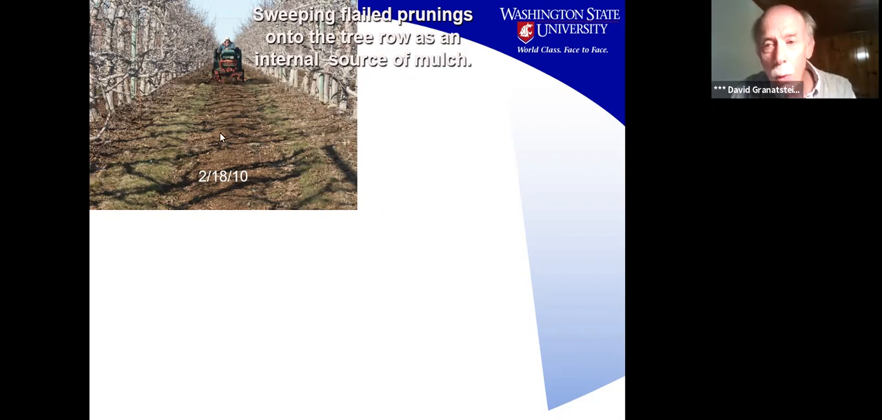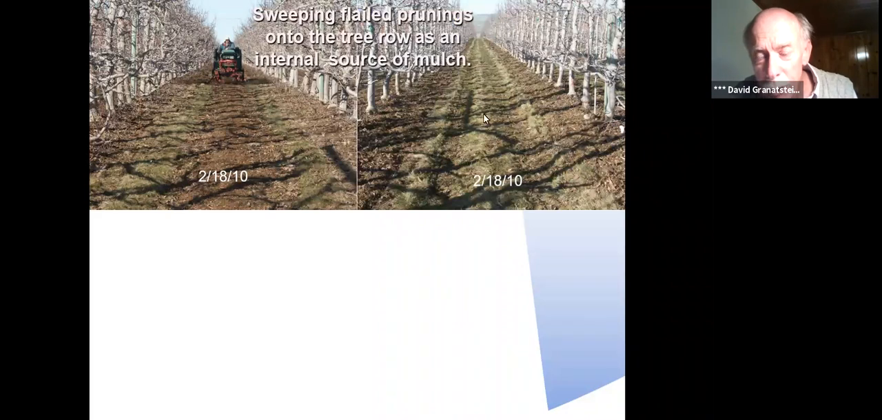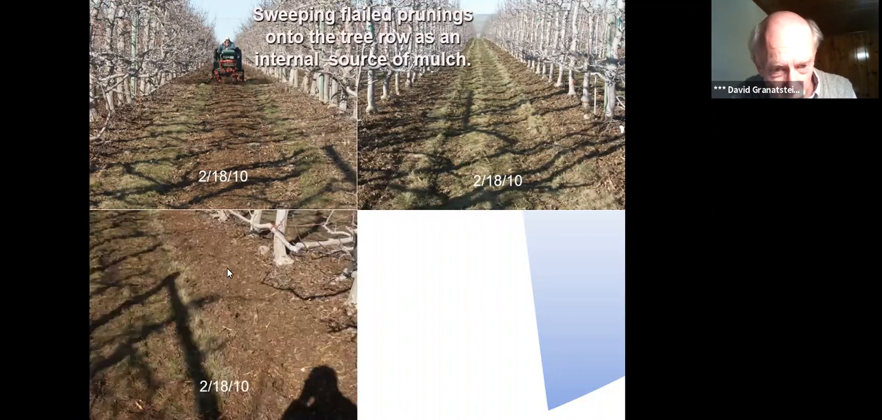So this grower said, well, what if we move that material to the tree row? And I said, that would be fantastic. How are we going to do that? They took their brush rake, they reversed the belt, and this became like a reverse sweeper. So here's the flailed prunings in February. Here they're coming through with their brush rake. Here's where they've swept it. So you can see all this material is gone from the center and it's now on the tree row. And there it is on the tree row, a nice layer of wood chip mulch.